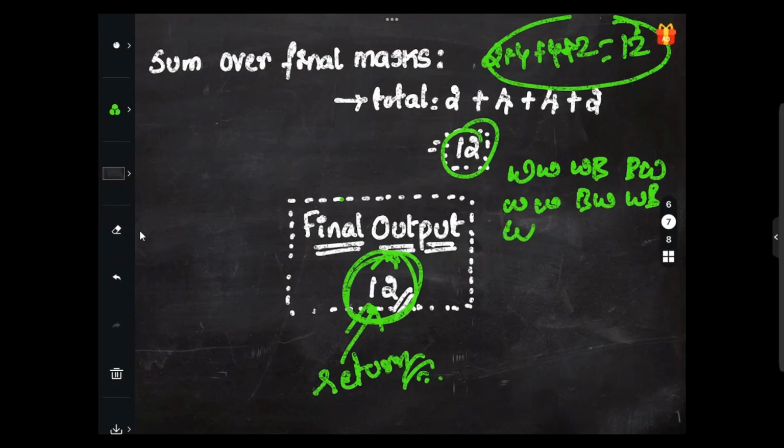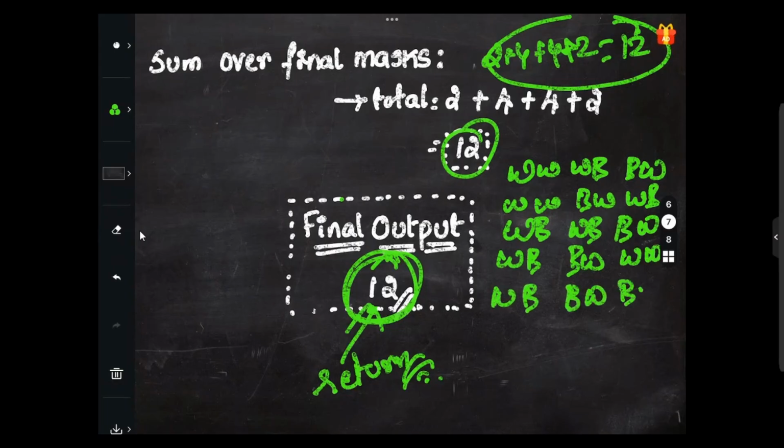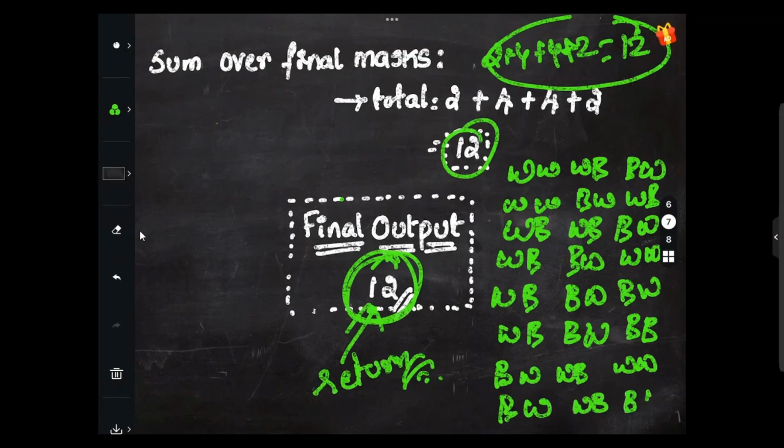The third one we can consider is WB, WB, BW. The fourth one is WB, BW, as well as WW. The fifth one is WB, BW and BW. The sixth one is WB, BW and BB. Now the seventh one is BW, WB, WW. The eighth one will be BW, WB, BB. So these are the first eight I have written.